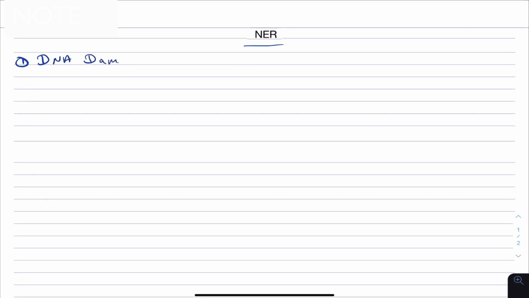Okay, so we're going to be reviewing nucleotide excision repair, NER. The very first step for nucleotide excision repair is the ability to recognize the DNA damage. So step number one is DNA damage recognition. Okay, so this is our very first step that we need to address.